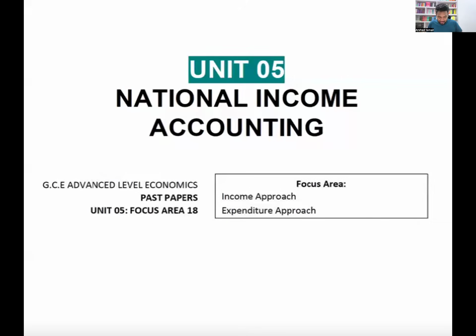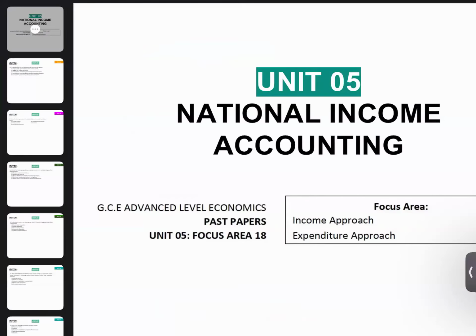Right. So we're going to start with focus area number 18. The class will ideally go until around 11:30. But if I can finish off the past papers faster, I will finish off the class early as well. So that's up to you. The faster y'all give me answers, the faster we should be able to finish it off.